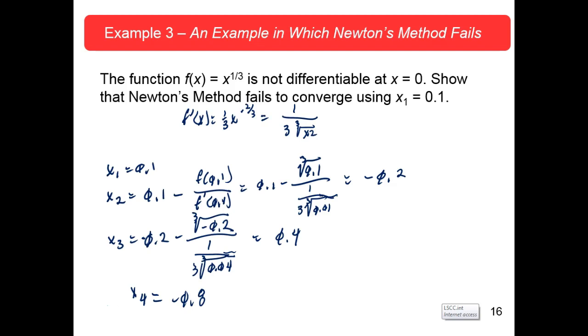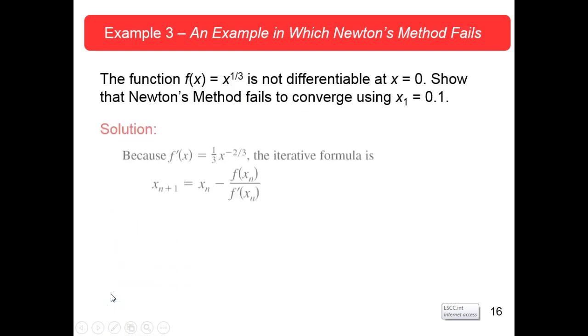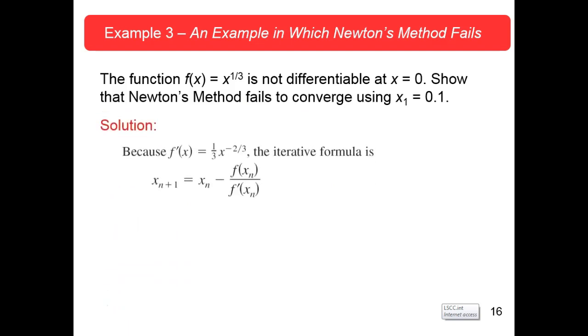And here's, well, they're going to show you why. I won't have to do it. So we have problems, Houston, and here's why. So erase the ink there. Here's what you get. Because the first derivative is equal to 1/3 x to the minus 2/3, just like you did. The formula is x sub n plus 1 is equal to x sub n minus f of x sub n divided by f prime of x sub n.